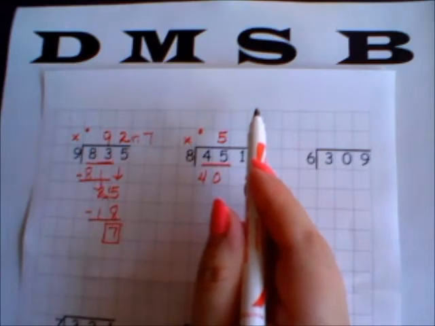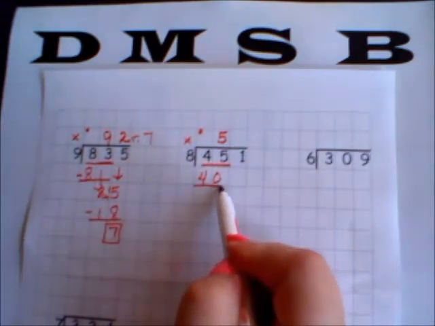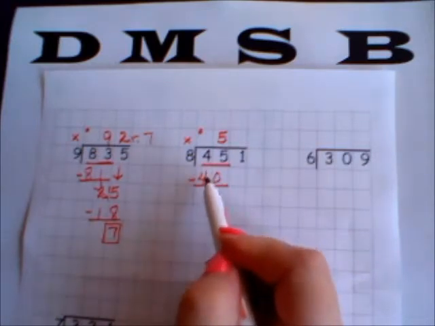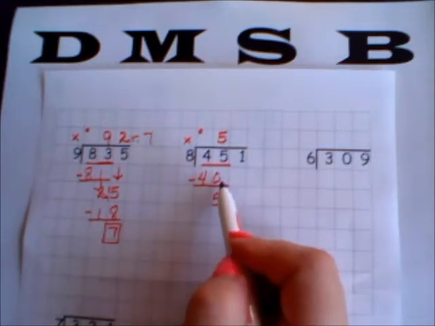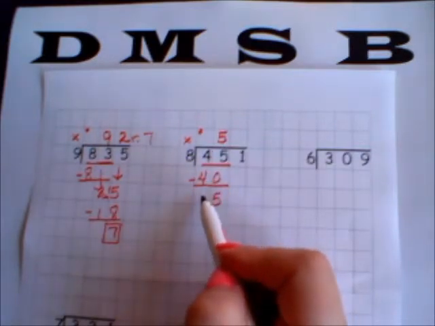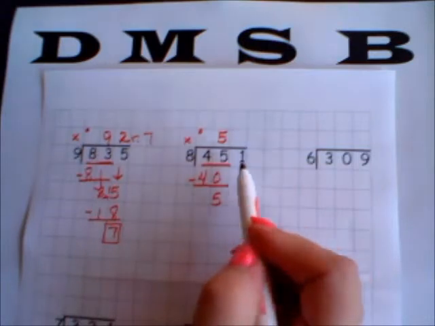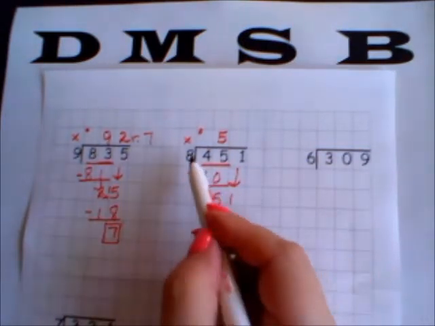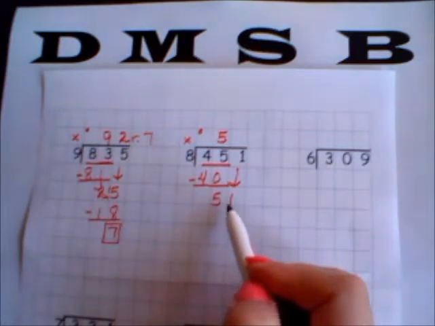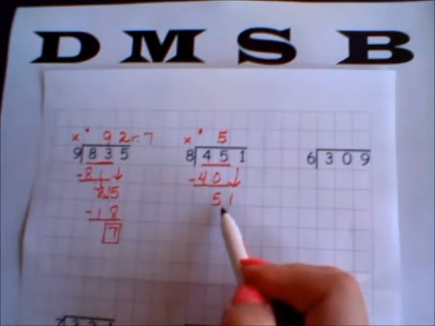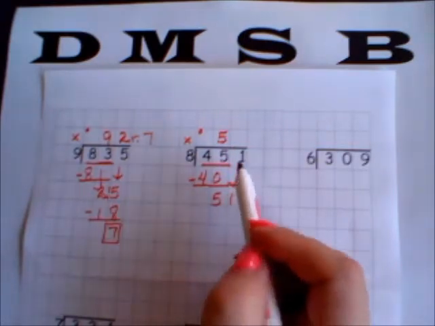Looking at our loop, our next step is subtract. 5 minus 5 is 0. 5 minus 0 is 5. 4 minus 4 is 0. Okay, next step, bring down. We're going to bring down our 1. Okay, 8 goes into 51. We're starting our loop over, dividing. 8 goes into 51 how many times? 8 goes into 51 6 times.